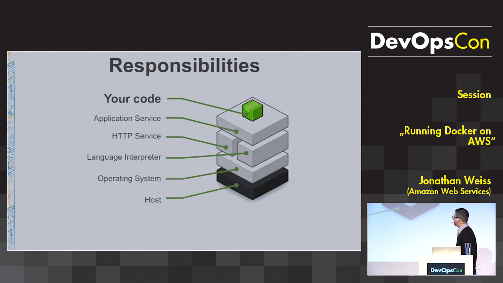If you look at what you need to deploy an application, you have the host system, virtualized or not, the operating system, the language interpreter, the service, maybe the actual application framework, and then you have your code. If you go the EC2 route, you need to own all of this.